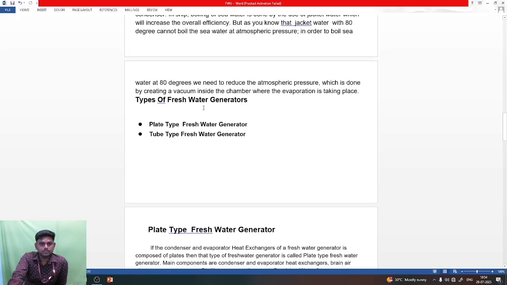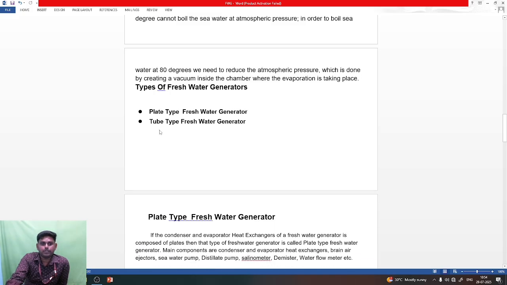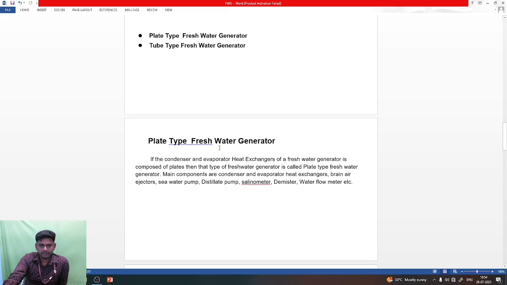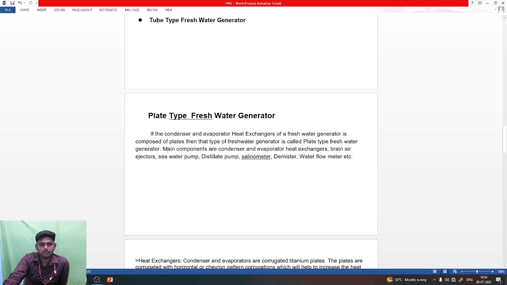First we will see the plate type freshwater generator, and the other one is the tube type freshwater generator. In the plate type freshwater generator, the condenser and the evaporator heat exchangers are there. Plate type means the heat exchanger is like a plate, so there is a number of plates arranged in the evaporator side and condenser side. There are different parts also. The main components are the condenser and evaporator, as I already told.